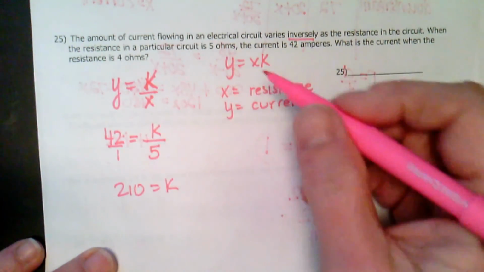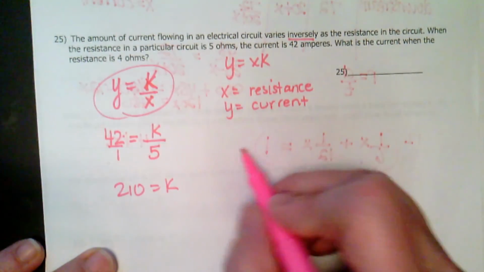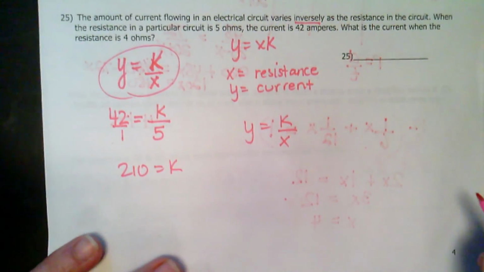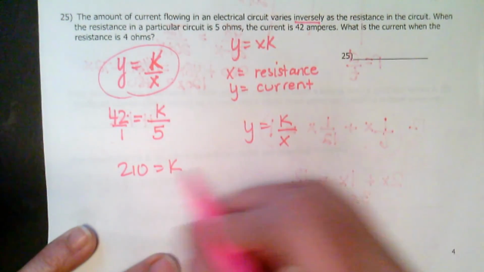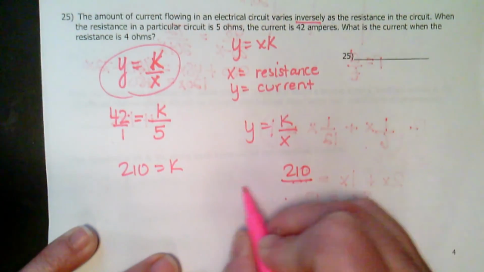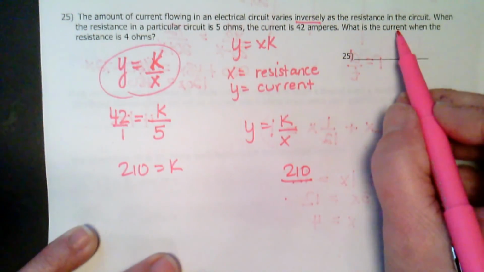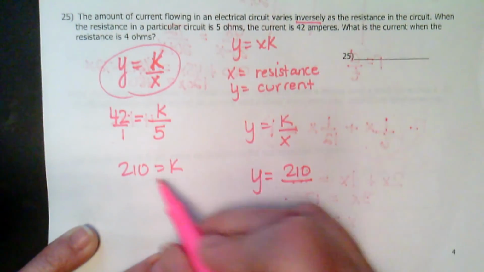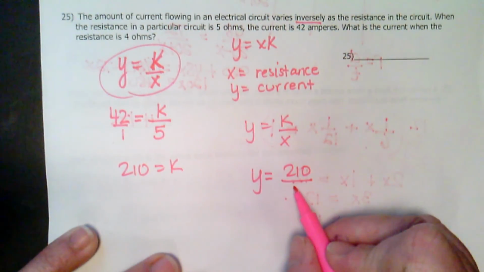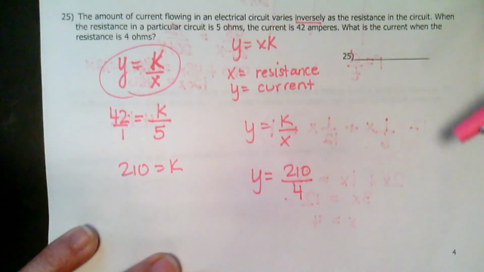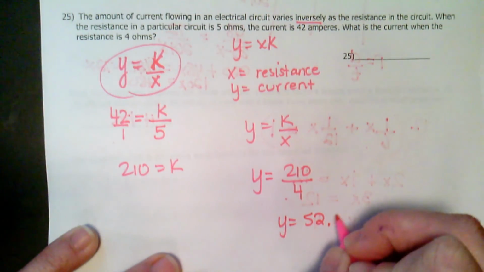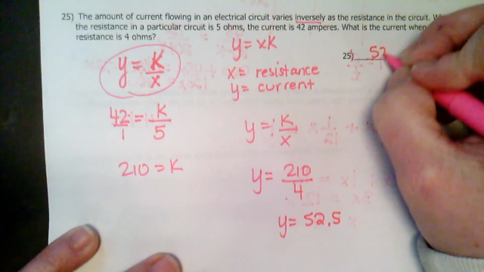Now using the same formula that we used in the first part, we're going to plug in our k, and then we're going to read what it says. So it's what is the current, so we're trying to find our y when the resistance is 4. And remember, resistance was x, and we had that at the bottom. So 210 divided by 4 is 52.5 amps.